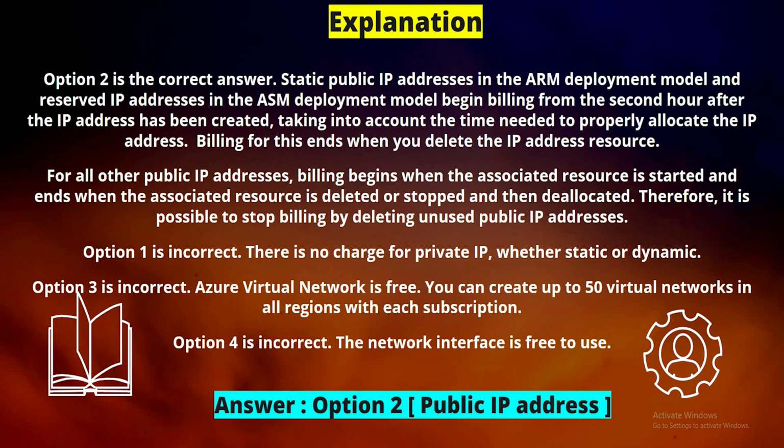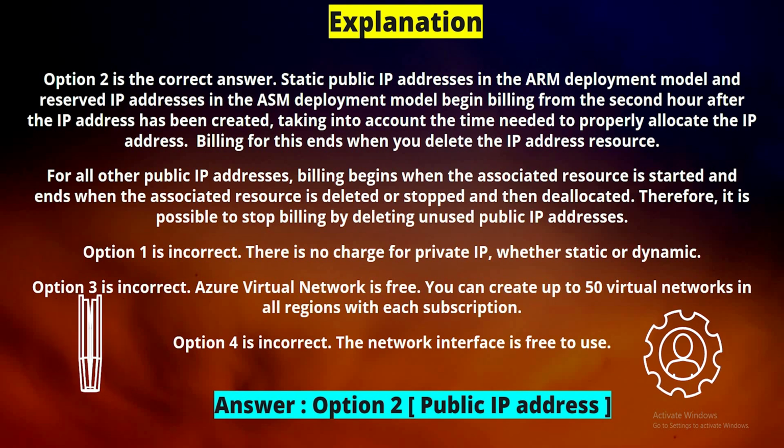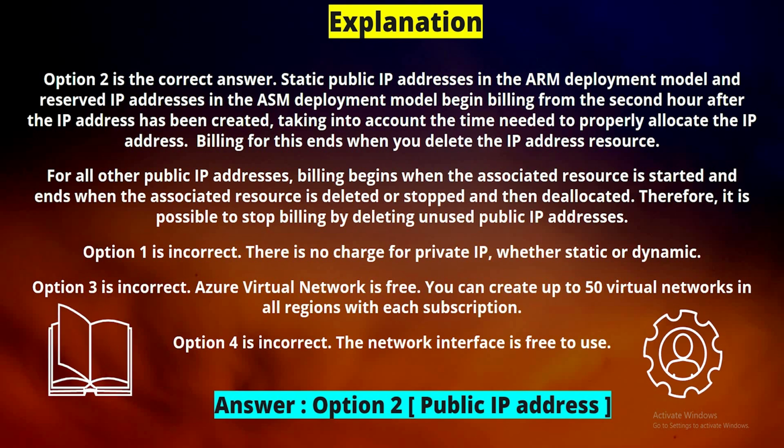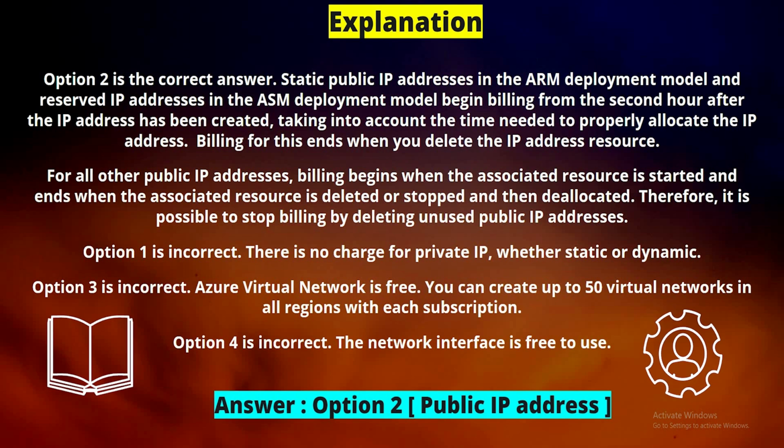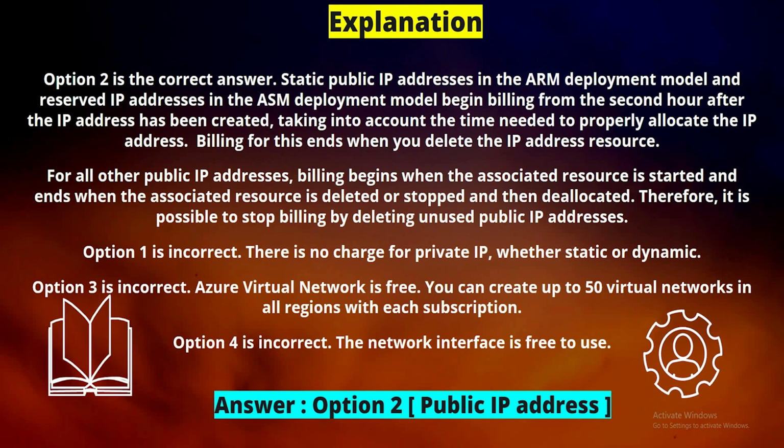Static public IP addresses in the ARM deployment model and reserved IP addresses in the ASM deployment model begin billing from the second hour after the IP address has been created, taking into account the time needed to properly allocate the IP address. Billing for this ends when you delete the IP address resource. For all other public IP addresses, billing begins when the associated resource is started and ends when the associated resource is deleted or stopped, and then deallocated. Therefore, it is possible to stop billing by deleting unused public IP addresses.